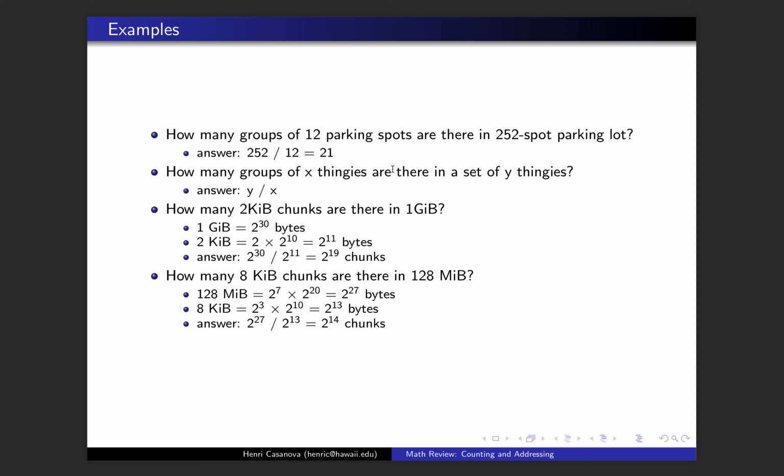So 128 megabytes is 2 to the 7, 128, times the number of bytes in a megabyte, which is 2 to the 20. So 128 megabytes is 2 to the 27 bytes. Similarly, 8 kilobytes is 2 to the 3, which is 8, times 2 to the 10, 1024. And so 8 kilobytes is 2 to the 13 bytes. Therefore, the answer to the question is 2 to the 27 divided by 2 to the 13, which is 2 to the 14, 14 being 27 minus 13.